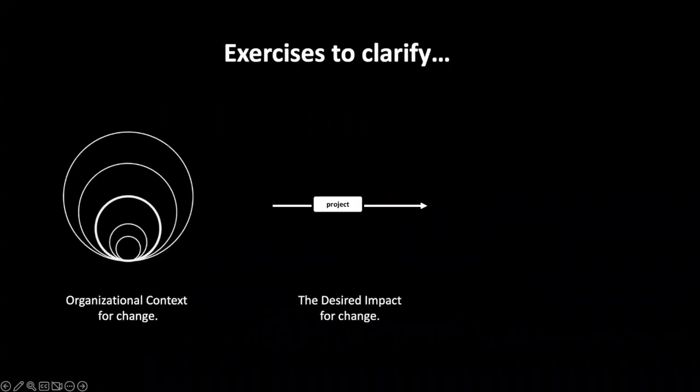So thus far we have two exercises. The third one is coming up. These have been exercises to clarify. First was the onion, a very simple drawing exercise to clarify the context for the change. Last week, the second exercise, the desired impact for the change. These are tools to help you understand what we are actually aiming for, because the impact probably happens in the future, not once the project stops.